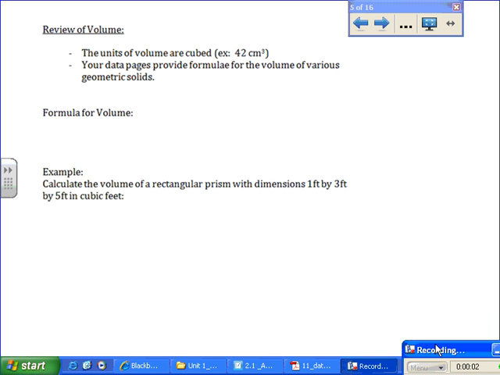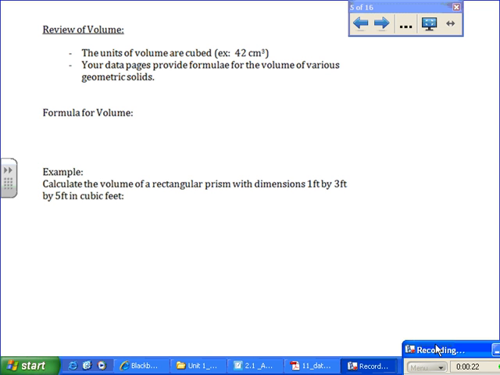Hi everybody, welcome to our second lesson today, and we are looking now at volume. We're going to calculate the volume of a geometric solid, and in this lesson we're going to just look at a particular type of shape, which is a box, or another way to say that is a rectangular prism.